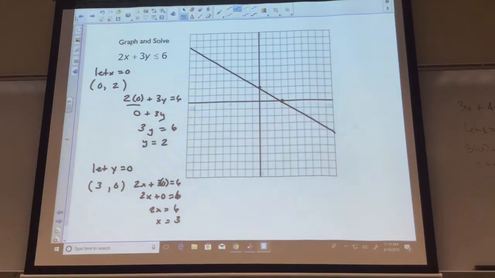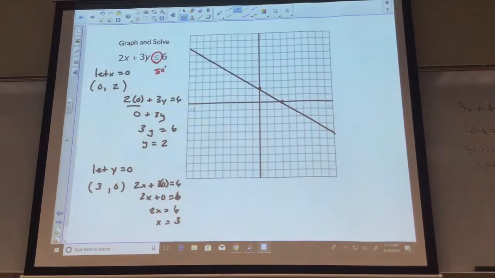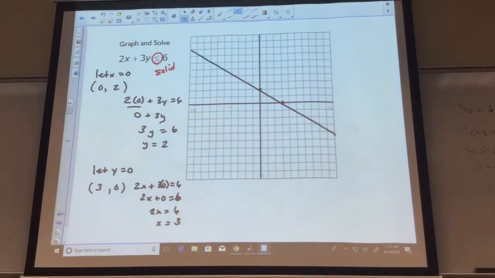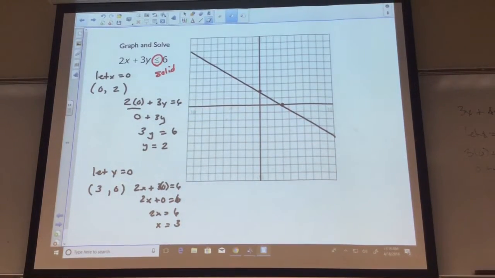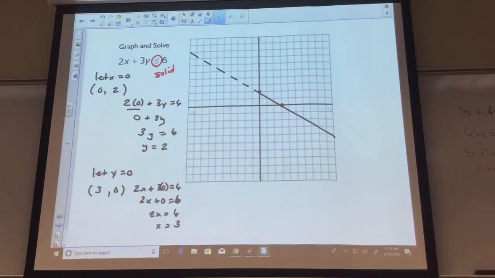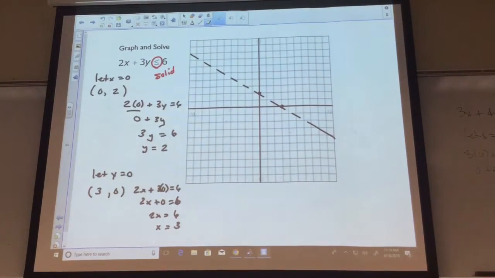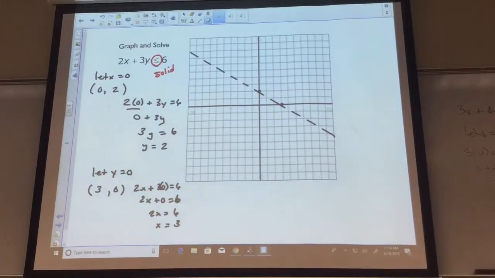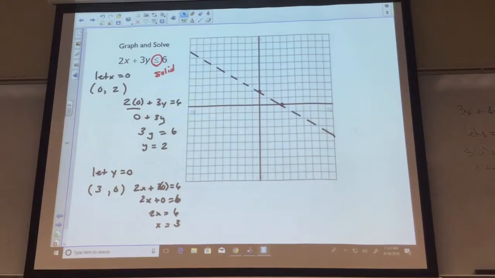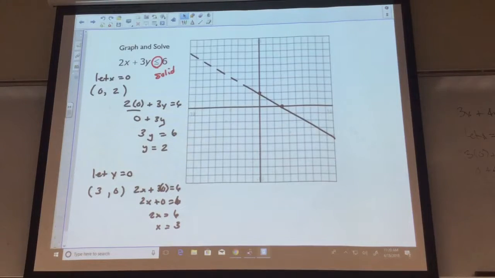This inequality tells me it has to be a solid line. If it were just less than, then it would be a dotted line, and I would have to have some sections taken out of that line. If it were a dotted line, it would look like this on paper, and it would be one of our choices for the computer. So let me put all those things back in there again.